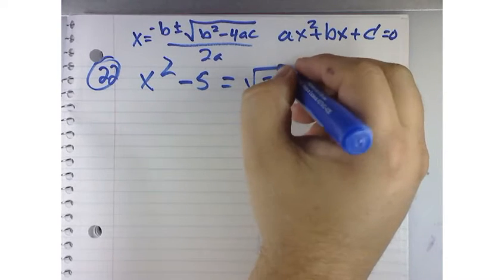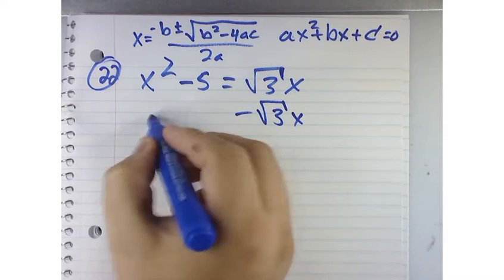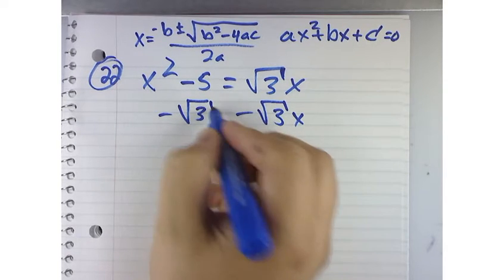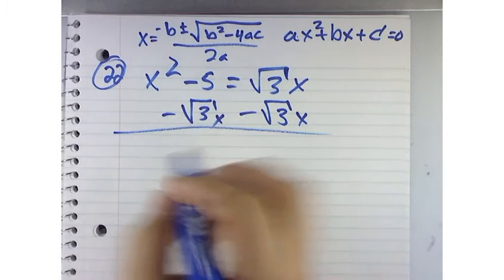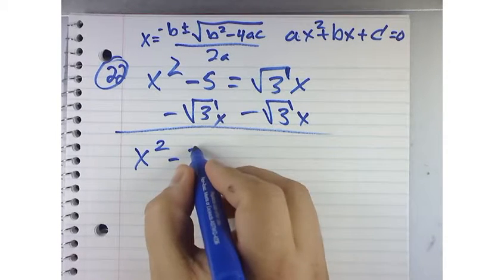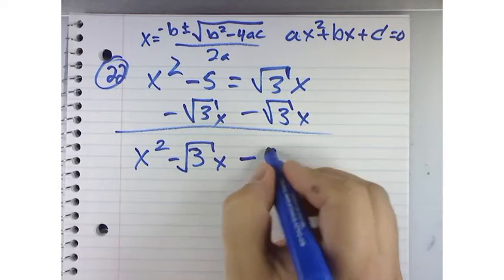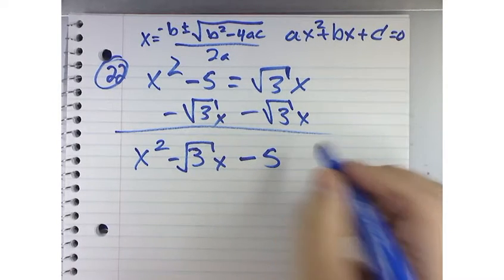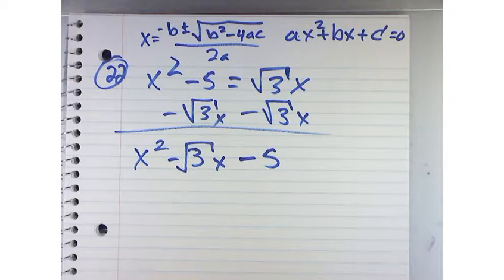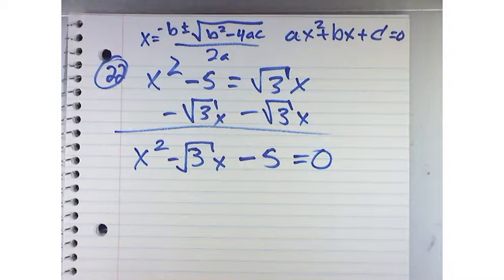I've got to move this square root of 3x over to the other side of the equal sign to solve for 0, right? So when I do that, I get x squared minus the square root of 3 x minus 5. Oh, no, it'd be minus, right? And all that equals 0. Okay?